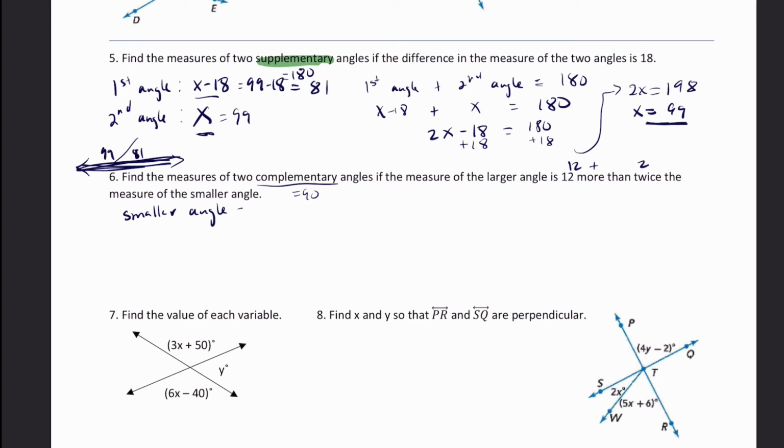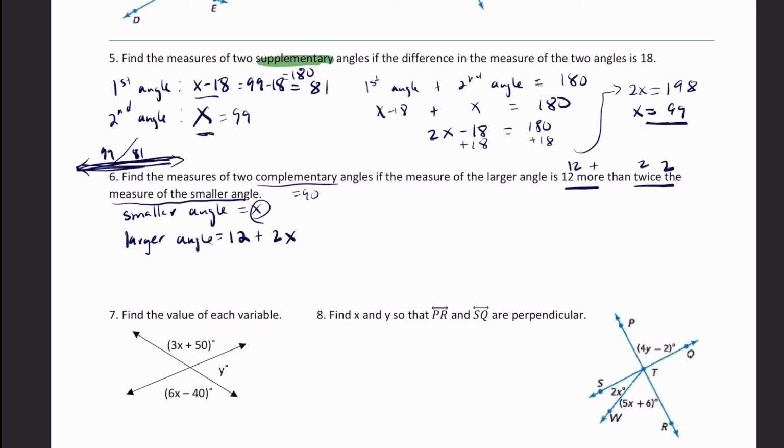The smaller angle will be x, and then we have the larger angle, which says it is 12 more than twice the measure of the smaller angle. So I know that when it says 12 more, it means I have 12 and then plus, right? That makes sense because if you have more than something, you're going to be including a plus sign, the operation of addition. So 12 more than twice, which means 2 times something, right? 12 plus 2 times the measure of the smaller angle, which is x, right? Because we said the measure of the smaller angle is x, the unknown. So it's 12 plus 2x. Great.